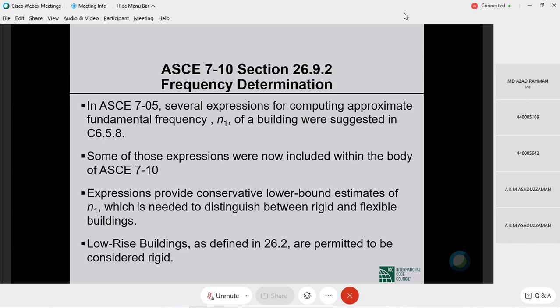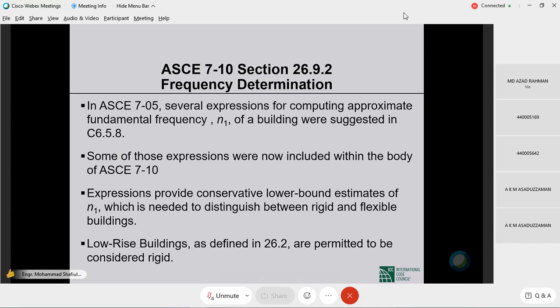ASCE 7-05 or BNBC 2020 does not tell you how to calculate that natural frequency or period. And that is a problem. Many people go to the earthquake provisions to calculate period, but that may not be the best thing to do. In earthquake design, the shorter the period, the more conservative you are. In wind design, the longer the period, the more conservative you are.